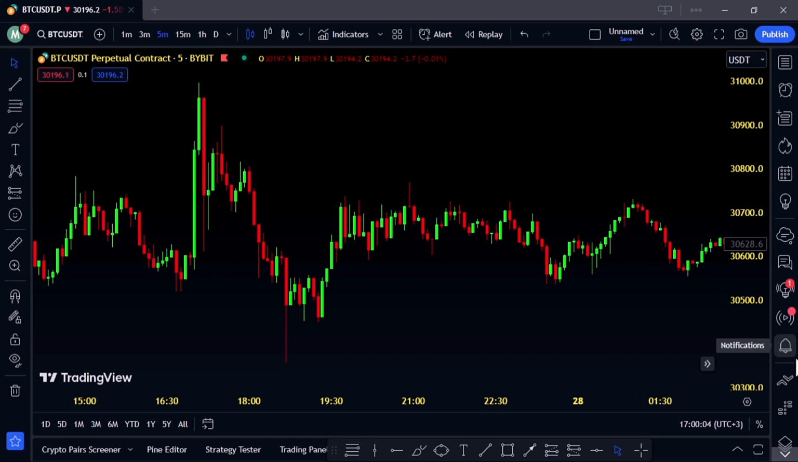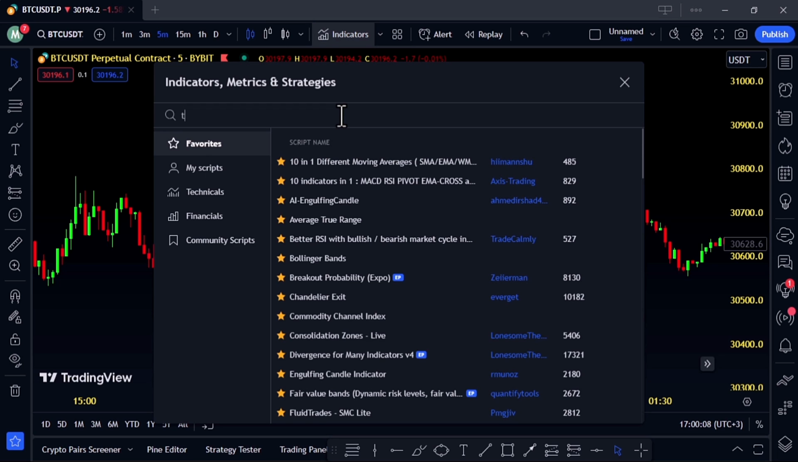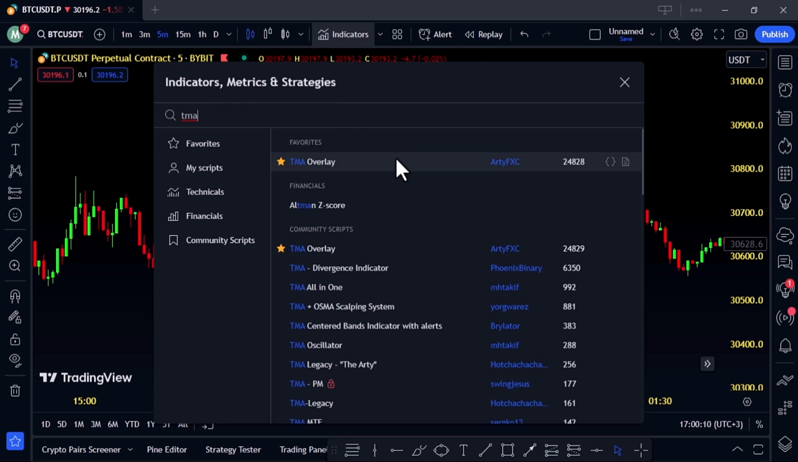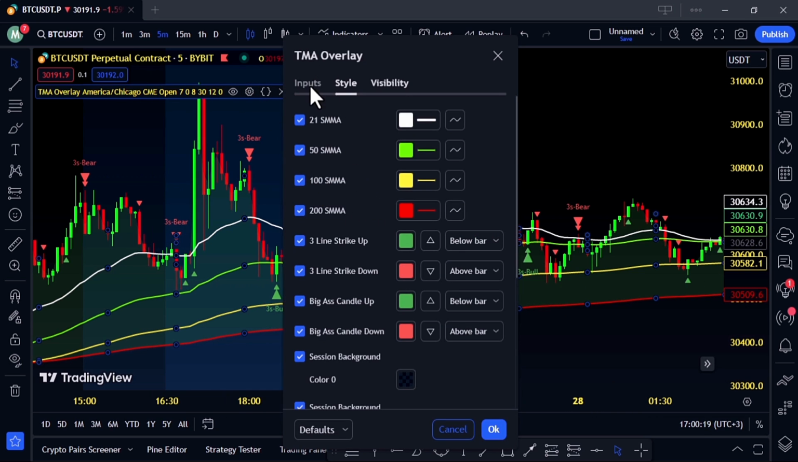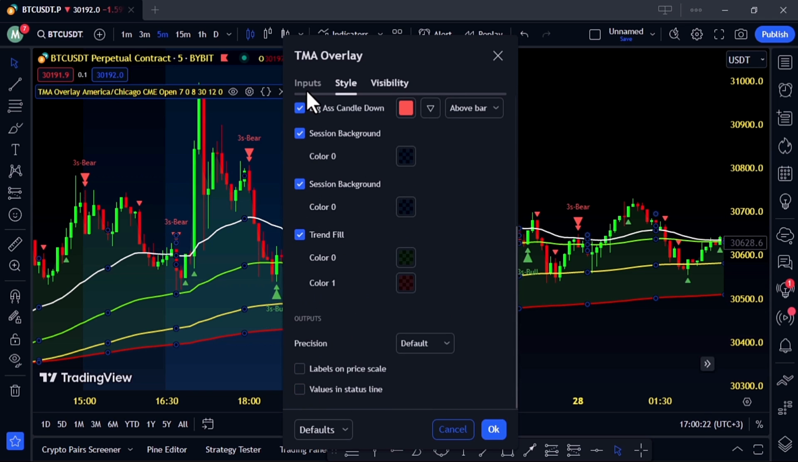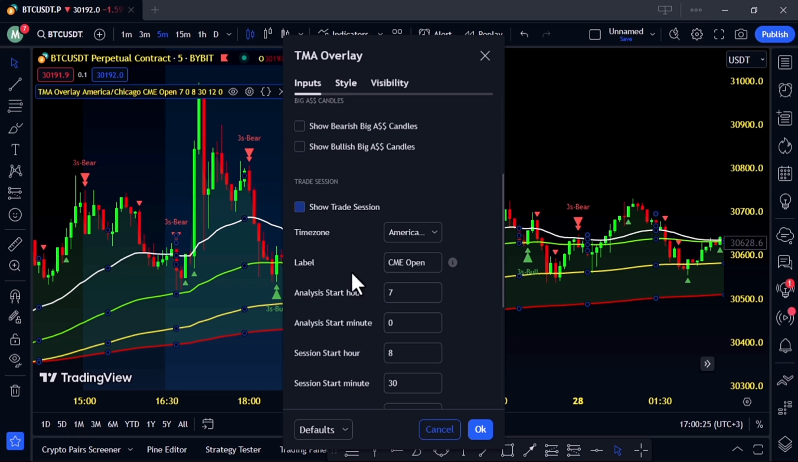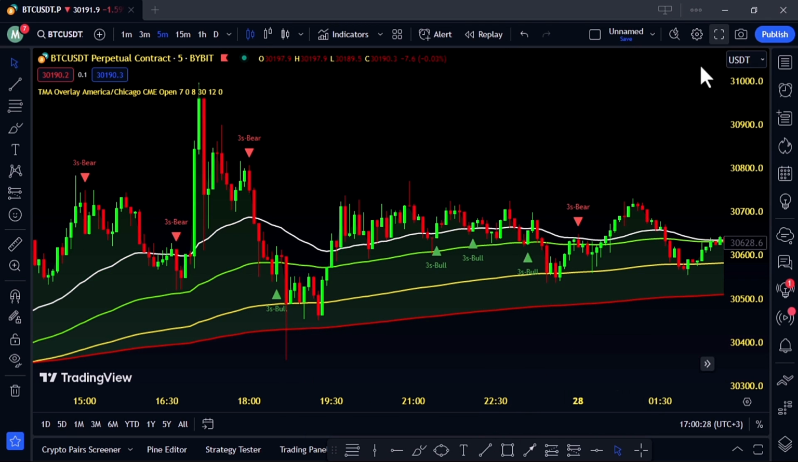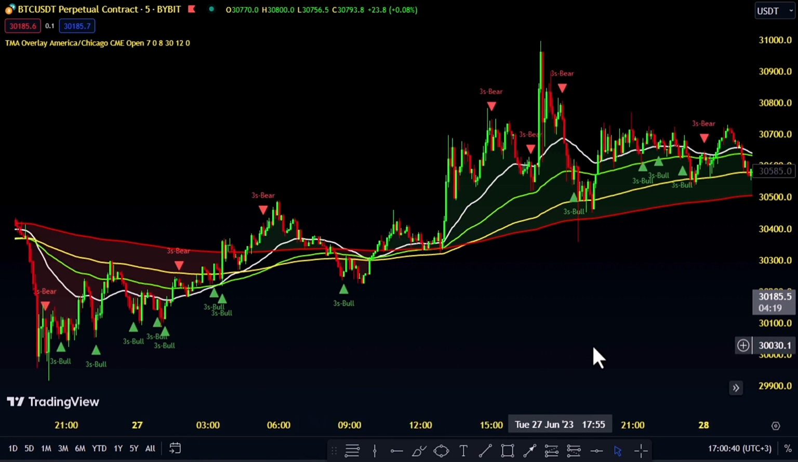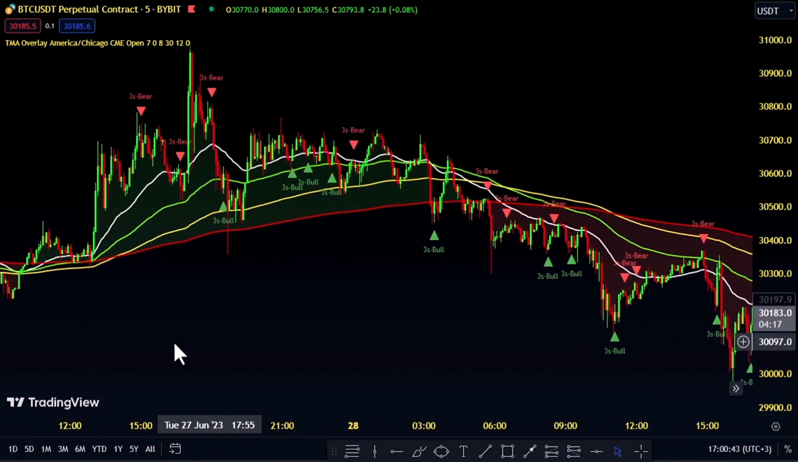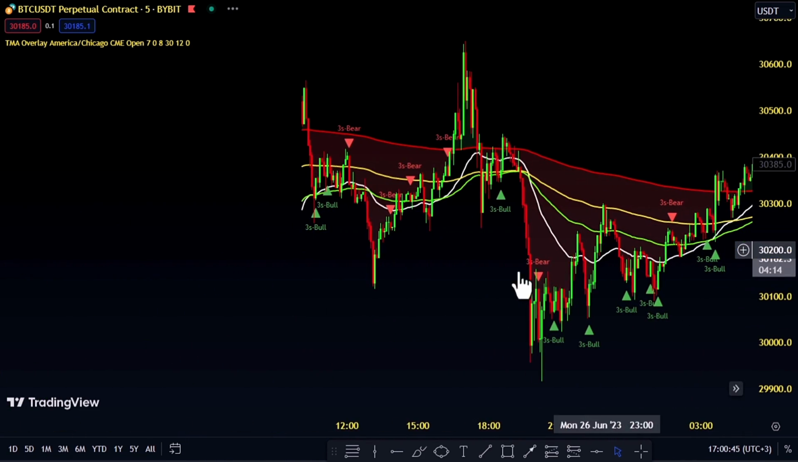This one is called the TMA Overlay. You can access this indicator by clicking the indicators button and typing in TMA Overlay. The indicator you're looking for is this one, created by this amazing trader and programmer. Thanks to him, by the way. Before we start using this tool, let's make some adjustments in the settings. First of all, let's disable the trade sessions and these types of candlesticks. This indicator helps identify momentum by offering a visual representation of engulfing candlestick patterns overlaid with some smooth moving averages.